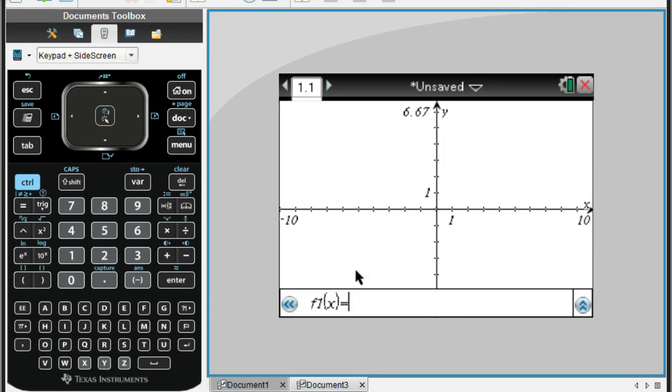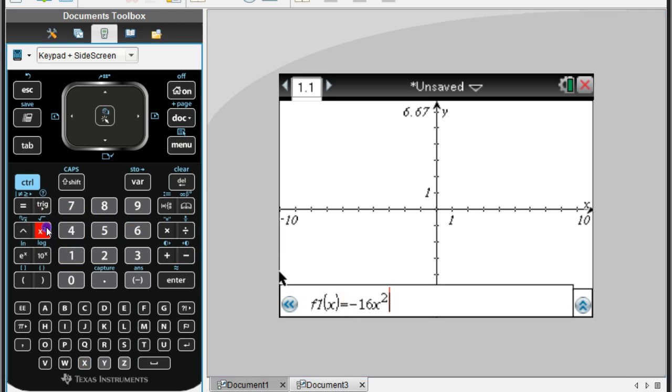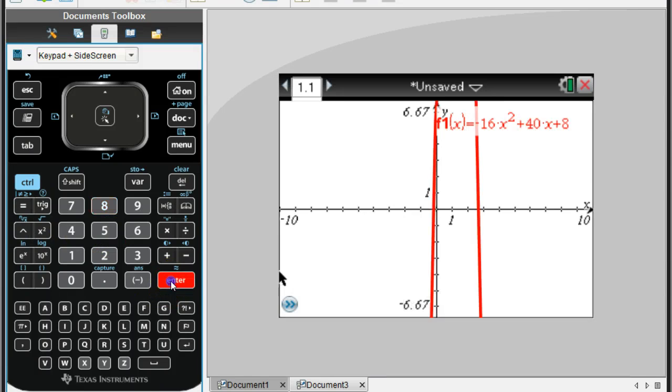You want to make sure that you're using x. Okay, so what we're going to start out by doing again is typing in this equation: negative 16x squared plus 40x plus 8. Okay, so now let's go ahead and graph that by hitting enter. And if you notice, we don't see the whole graph, and that's okay.